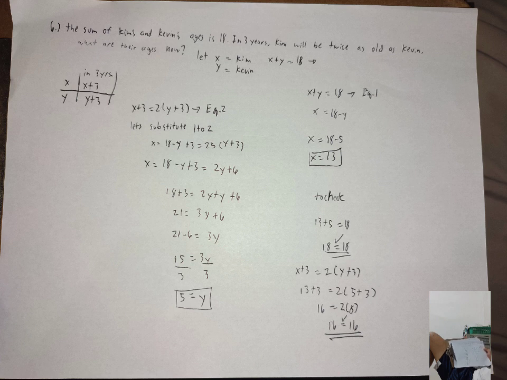So to check if the answer is correct, 13 plus 5 is equal to 18. Then the other side is also 18. So x plus 3 is equal to 2 multiplied by y plus 3. So 13 plus 3 is equal to 2 multiplied by 5 plus 3, so 16 is equal to 2 multiplied by 8. So it will give you the answer of 16 is equal to 16.